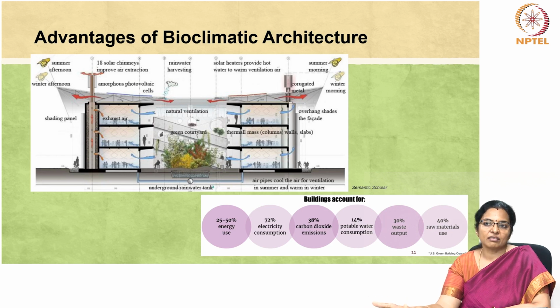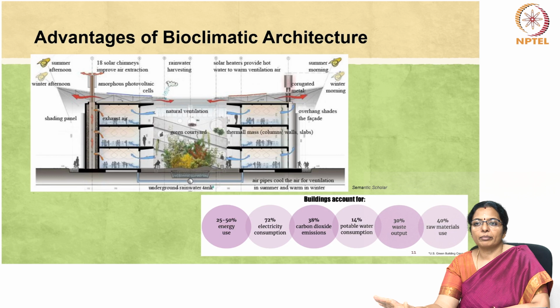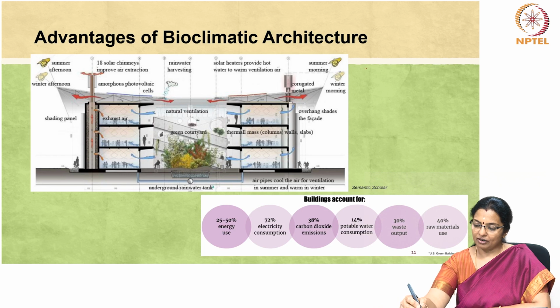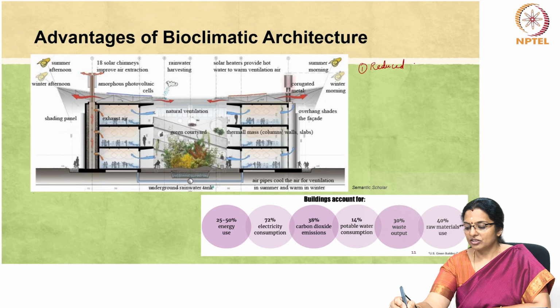Fourth is optimal thermal comfort. Bioclimatic buildings prioritize thermal comfort through passive energy strategies like insulation and natural ventilation. By maintaining stable indoor temperature all through the year, these buildings eliminate the need for excessive heating or cooling and also ensure a comfortable indoor living. So, the advantages of bioclimatic architecture are: first is reduced energy consumption.